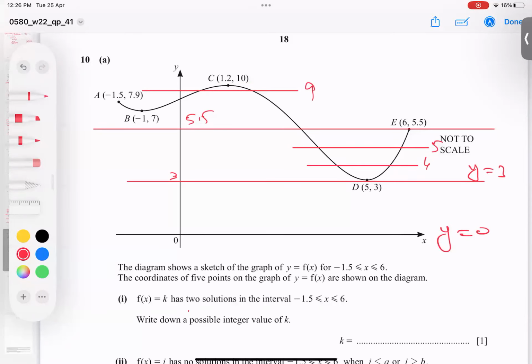And through 8, because this point is 7.9, slightly above, 8 also has two solutions. So 1, 2, 3, sorry, this is not there, 4, 5, and 8, 9. And what about 7? Let's see. Exactly through 7, it touches here, cuts here, and touches here. So it is also giving two solutions.